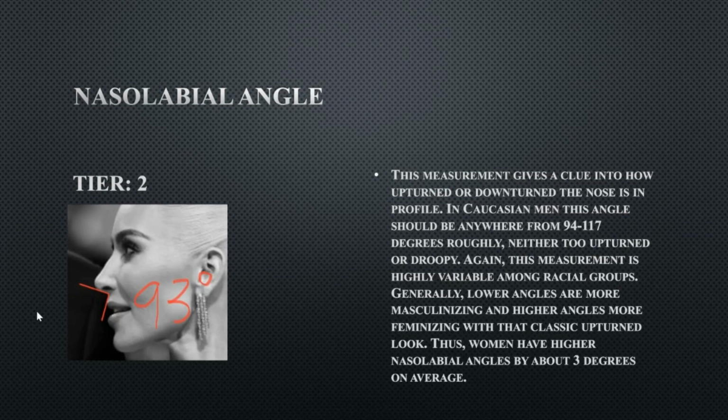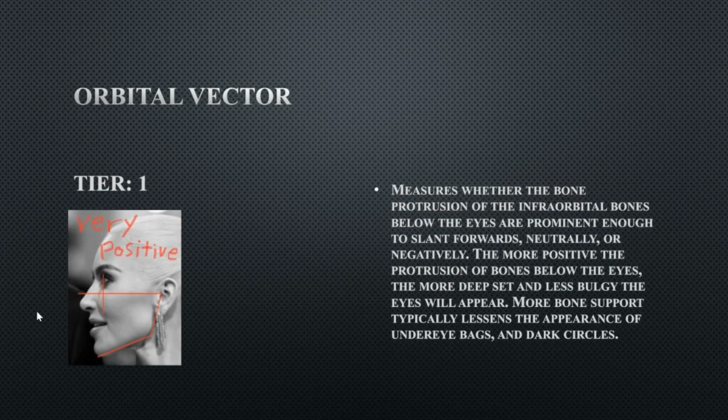Her nasolabial angle, so how upturned is her nose, is at a tier 2 at 93 degrees. Women tend to have more upturned noses, and this wouldn't be ideal even if it was for a man as well, because men have less upturned noses, but for her, her nose isn't as upturned as it needs to be. And you can also tell that her nose isn't upturned from the front view profile.